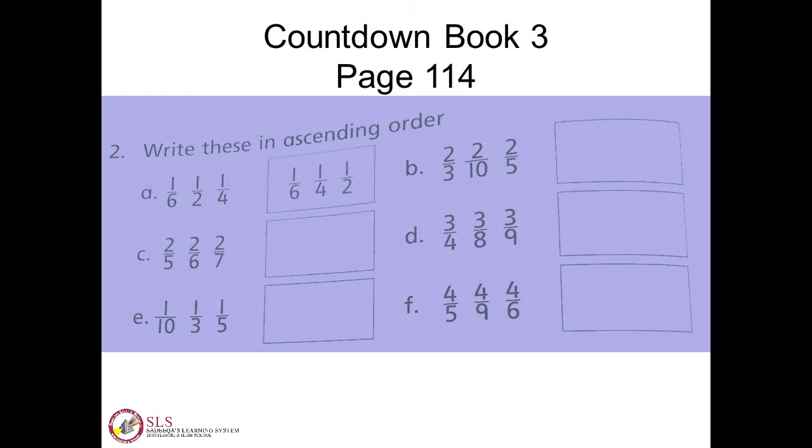Countdown Book 3, page 114. Question 2. Write these in ascending order. Part A is already solved and fractions are 1 by 6, 1 by 2 and 1 by 4. It is solved as 1 by 6, 1 by 4 and 1 by 2. 1 by 6 is the smallest fraction and 1 by 2 is the greatest one. So fractions have been arranged from the smallest to the greatest.